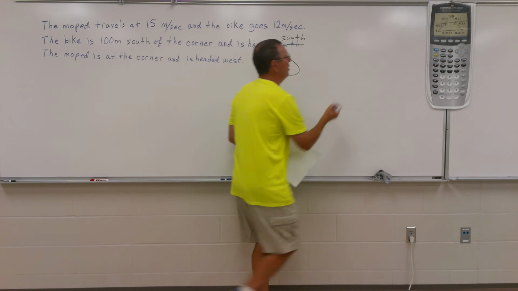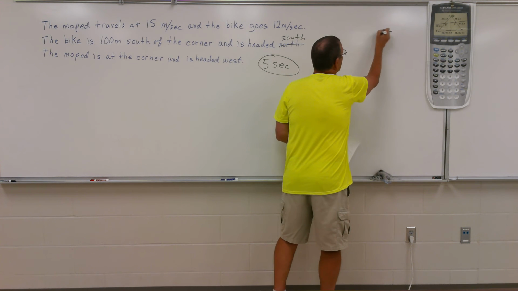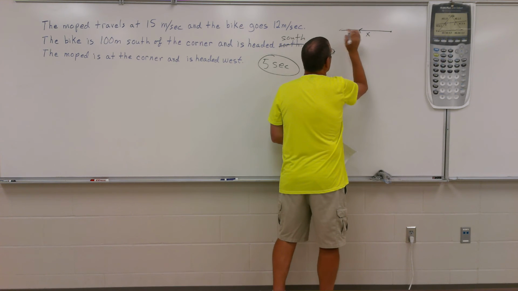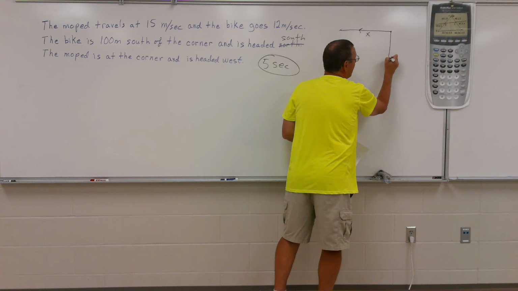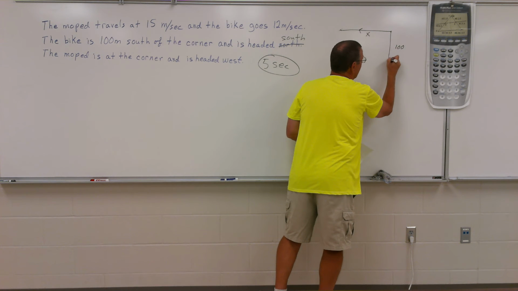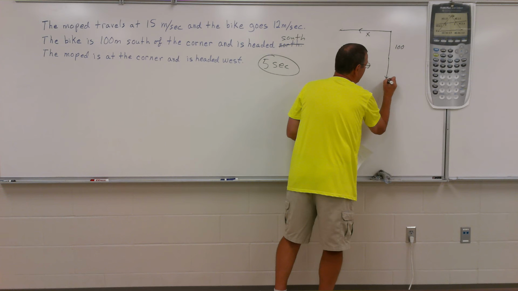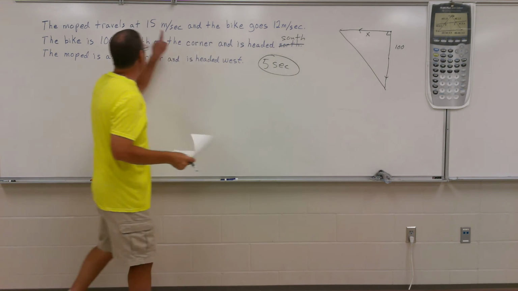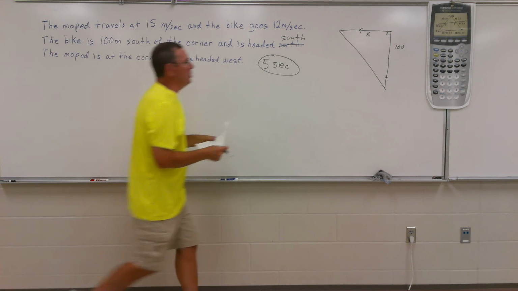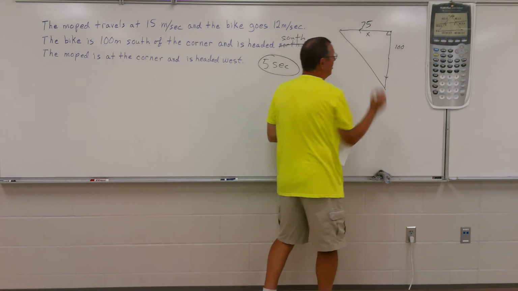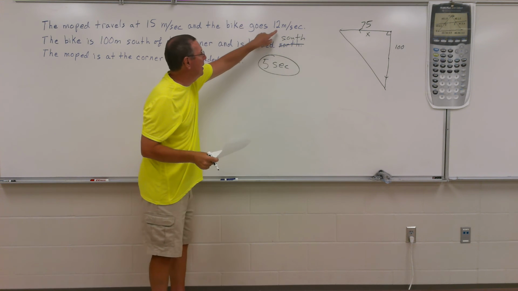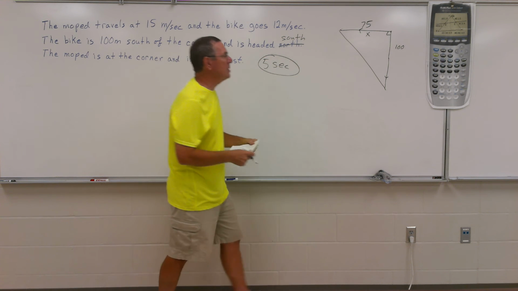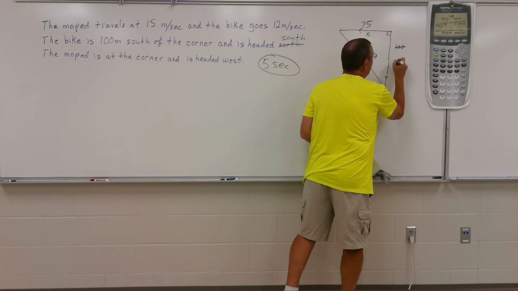Well, we draw a picture. Here's the corner. The moped has been doing the same thing all the time. Remember the bike was out here 100, and now he's going south some more. In 5 seconds at 12 meters per second, that would be 60, but it was already out there 100. It's out there 100, going 60 more, so that changes the 100 into 160.